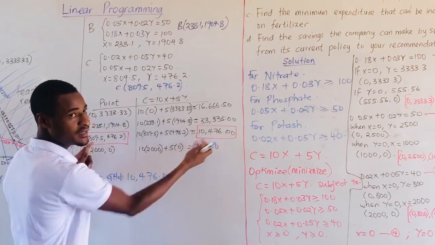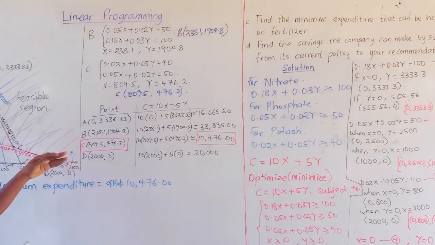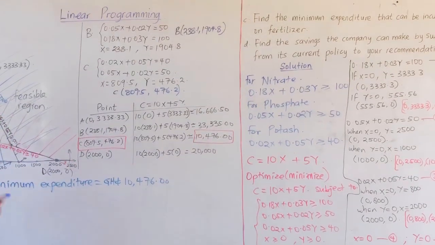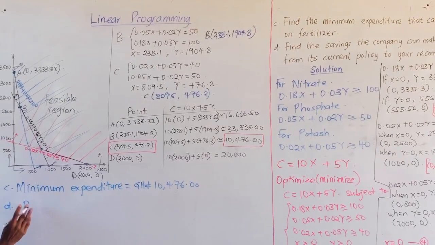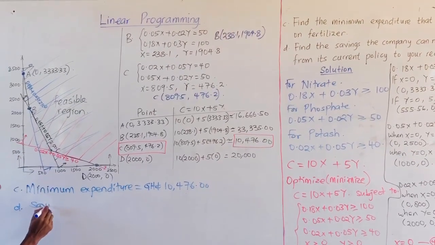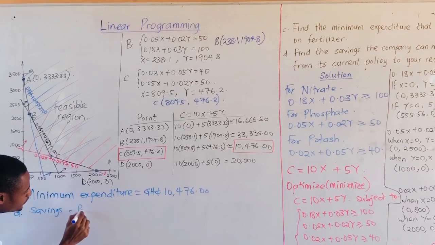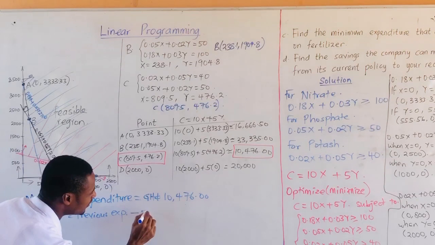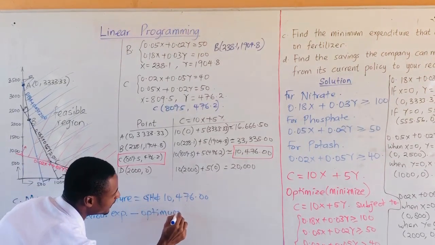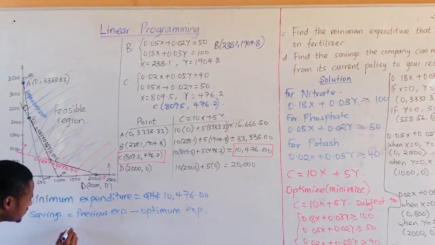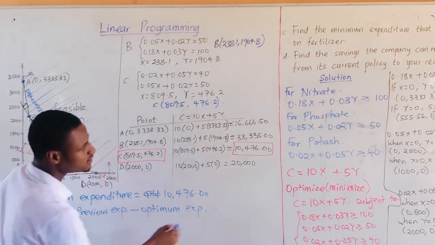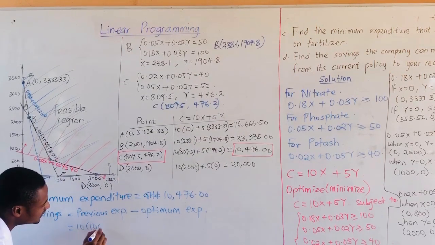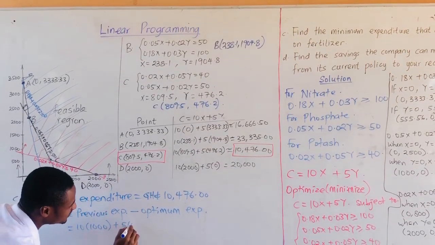Then D, we want to look at how much the company can save by buying these quantities, which will minimize the cost. But previously, the company used to purchase 1,000 of each package. So let's find the previous cost. Or we can say savings will be equal to previous expenditure minus our optimum expenditure. The previous one is 1,000 of each. So x is 1,000, y is 1,000, which is 10 times 1,000 plus 5 times 1,000.